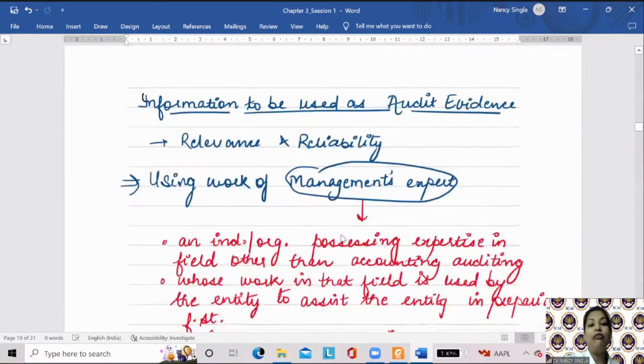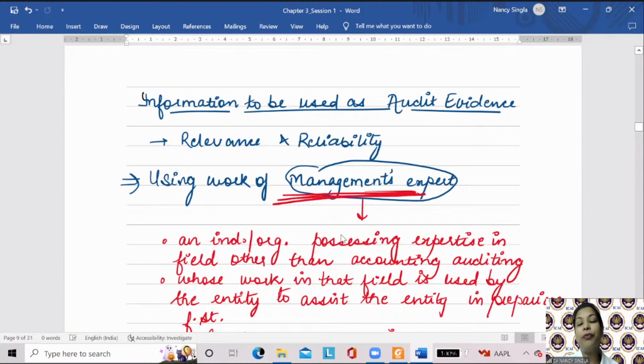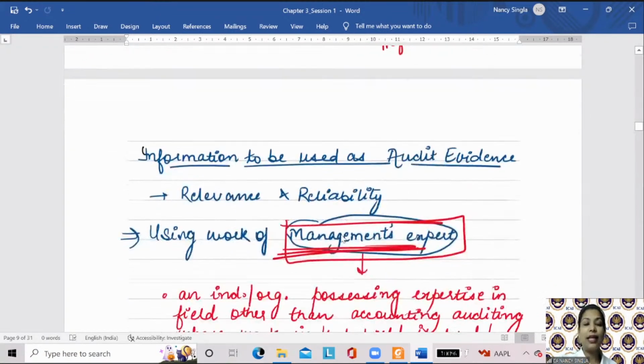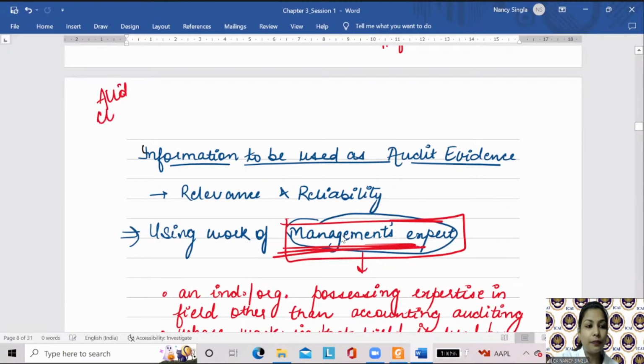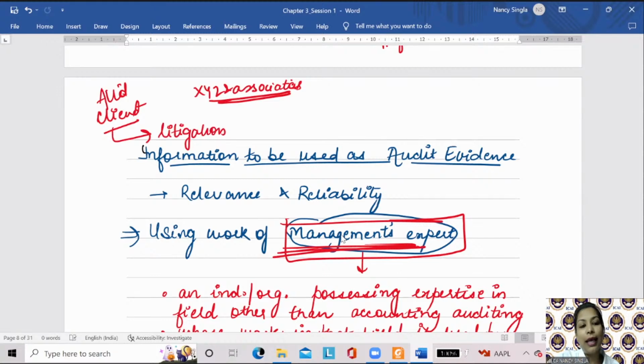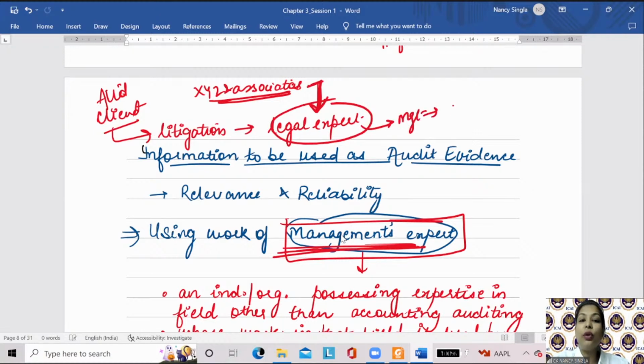Now there is a topic, information with respect to the work, information to be used as audit evidence. And what is that information? It is the information provided by the management's expert. So let's try to understand this with the help of an example. A Limited is our client and X, Y, Z and Associates are the statutory auditors. Now A Limited, certain litigation is going on and they have hired certain legal experts. Now our auditor is going to use the information provided by these legal experts which are hired by the management. That is why known as what? Management expert.